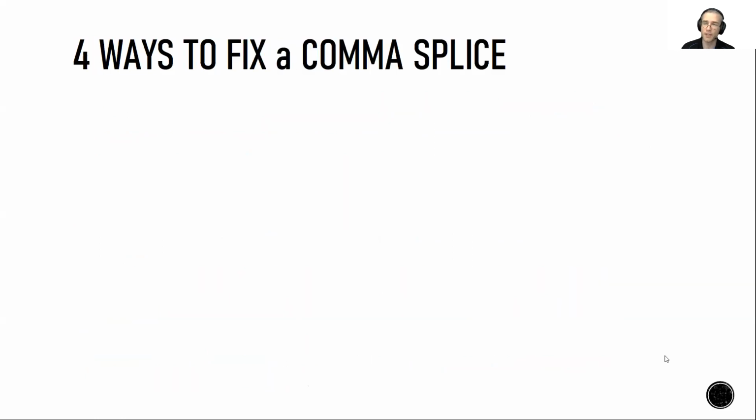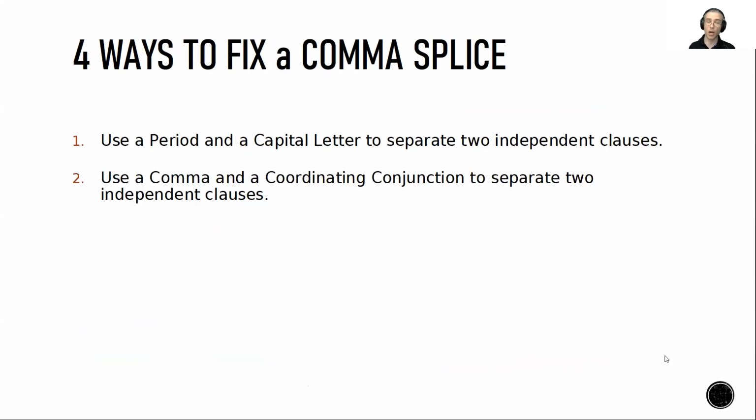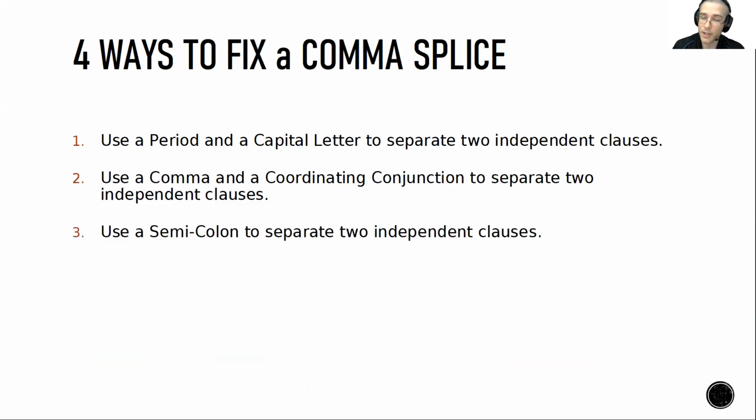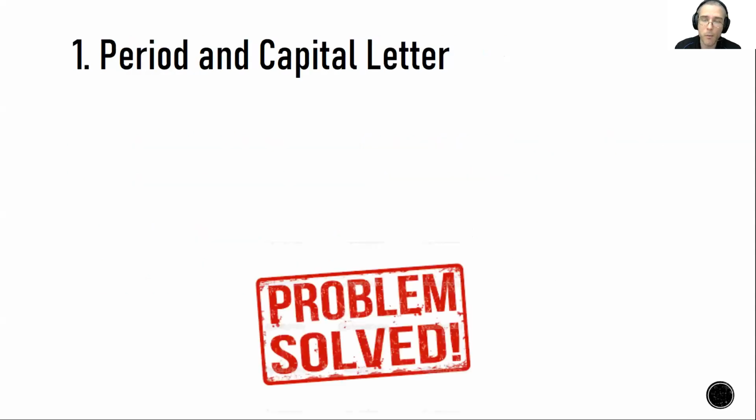So, four ways to fix a comma splice. Use a period and a capital letter to separate the two independent clauses. Use a comma and a coordinating conjunction to separate two independent clauses. Use a semicolon to separate two independent clauses. Now, this one is difficult, and I would advise against it because the semicolon is a finer point of grammar. The semicolon does separate two independent clauses, but it implies that there's some kind of connection between those two clauses logically. And lastly, use a subordinating conjunction to create a dependent clause that attaches to an independent clause.